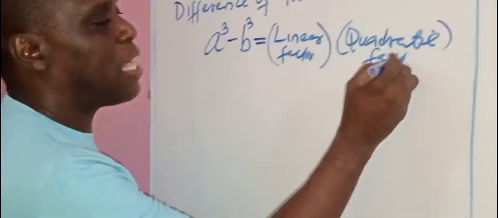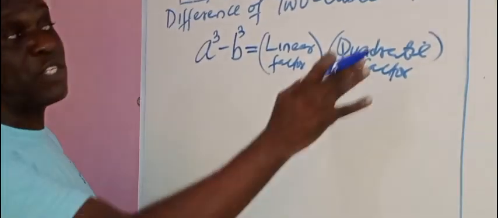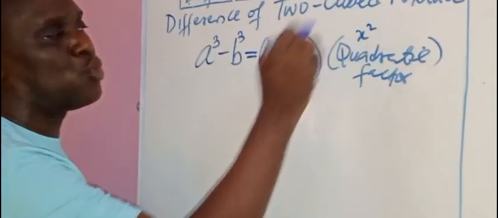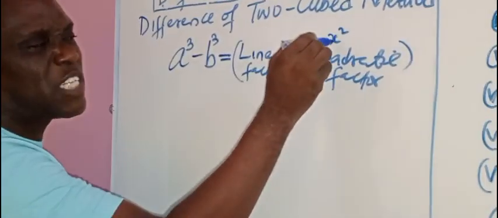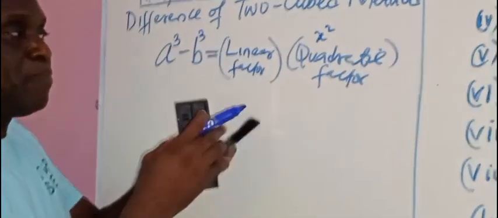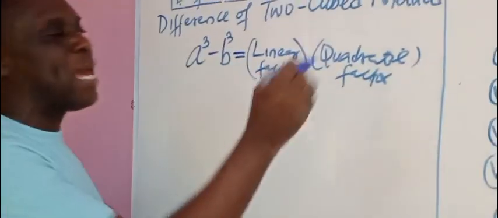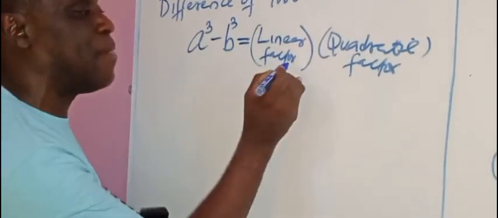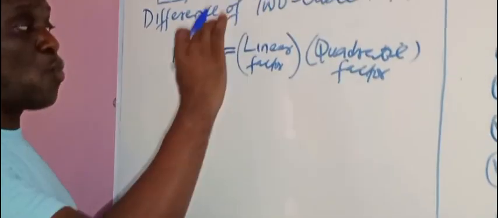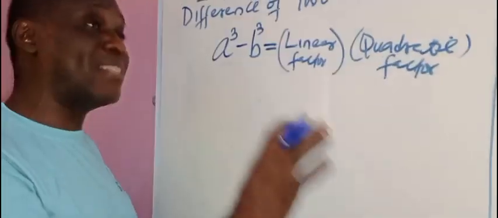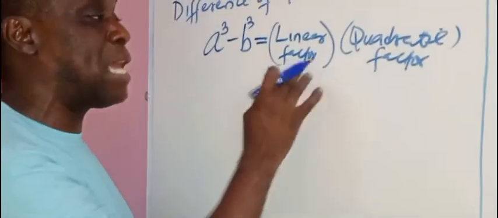You know, there are some quadratic expressions. Quadratic means something that has something raised to the power 2. Any expression where you can see something raised to the power 2 is quadratic. So for this method, difference of 2 cube, you will get two factors. One is linear, that means the highest power is 1. Then one is quadratic, the highest power is 2. That quadratic cannot be factorized. So there are two factors you can get.